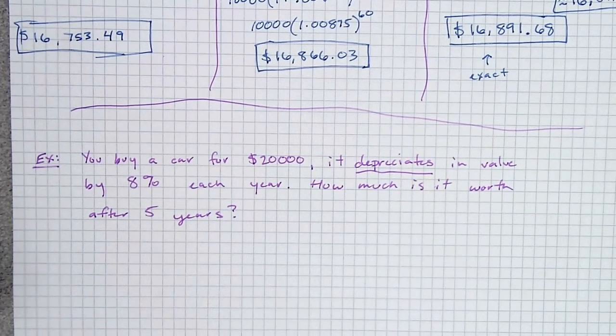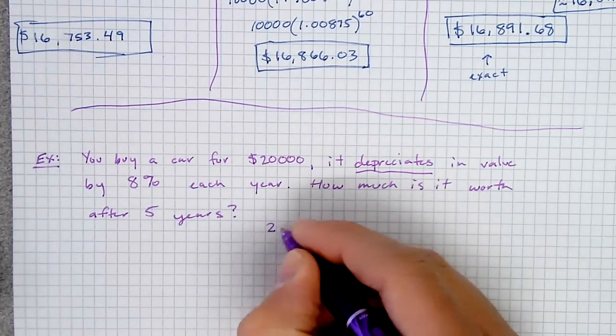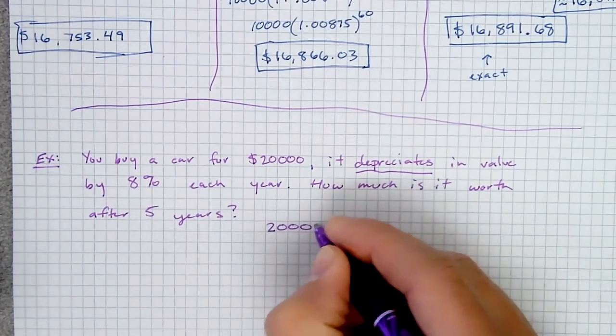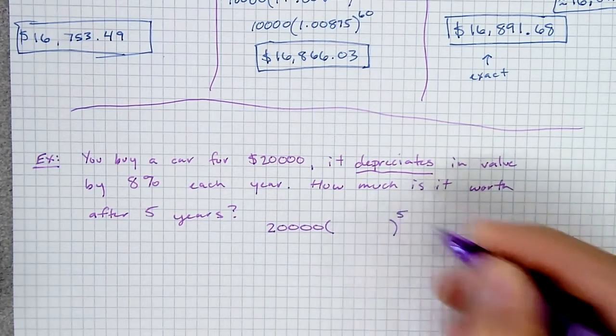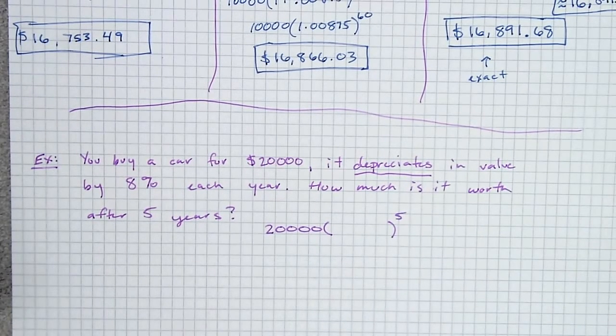Okay, so a very similar setup. We still have our initial value of 20,000. We still have our exponent of 5, because we're being asked what it is worth over the course of 5 years. So the big difference is, what is our multiplier now?